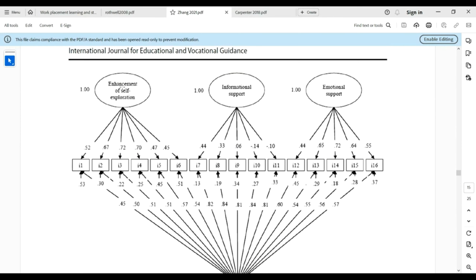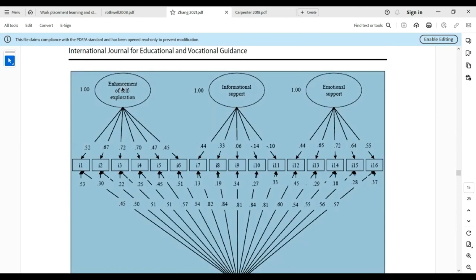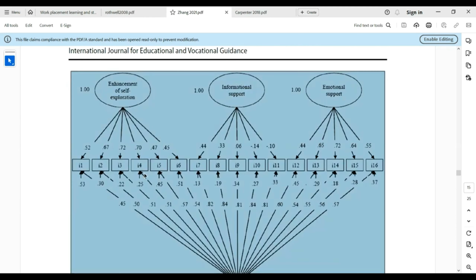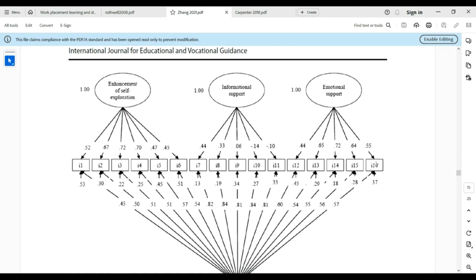So you can see this. Zhang decomposed the career-related teacher support into three: enhancement of self-exploration, informational support, and emotional support. And these are the item statements that were measured. Okay, you can see this. You can see I3, I4, I5, and so on up to I16. So these are the measurement scales that Zhang developed.